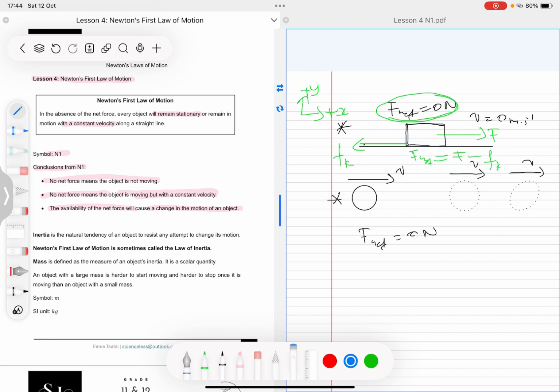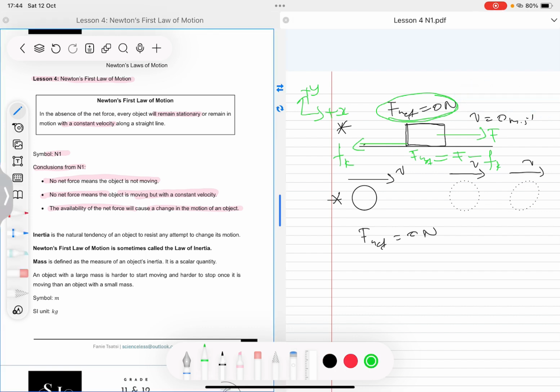So now, once we have this net force, it's not 0 anymore. We then have a change in motion. This object will suddenly not have a 0 velocity. It will start having some form of velocity here. Let's say v equals 2 meters per second. It will start moving. The motion will change. There will be a change in motion. The same scenario is true.